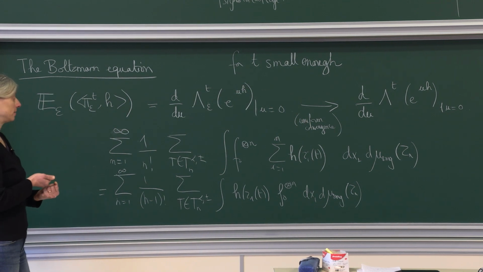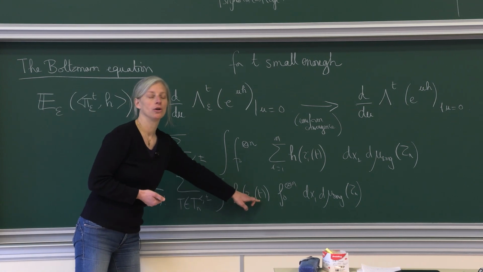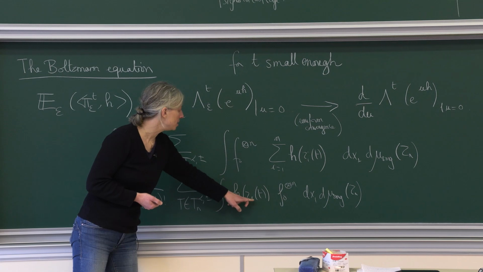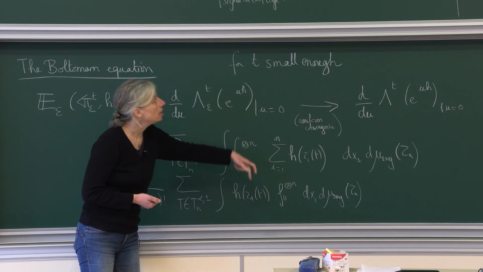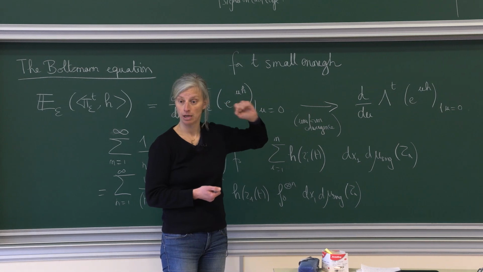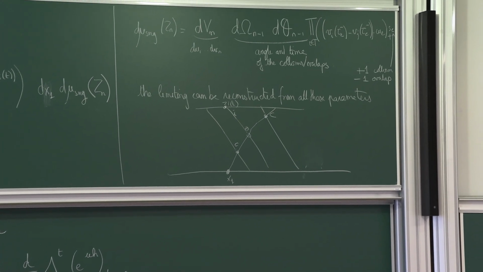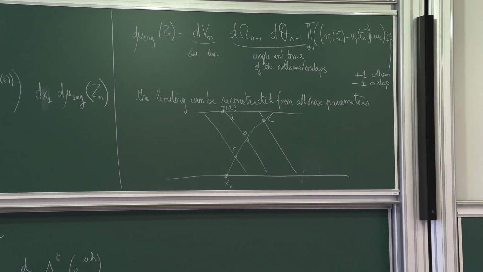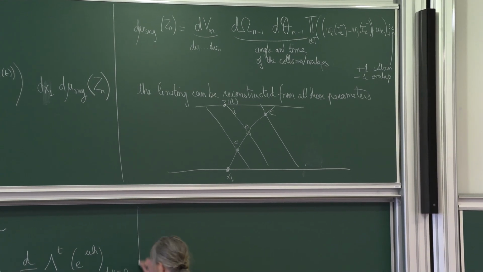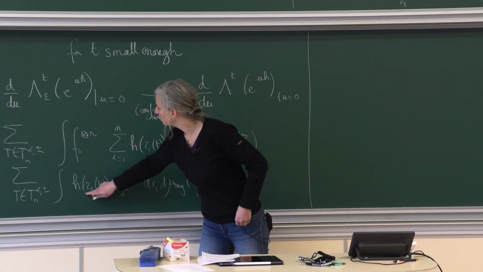Okay, so this means that essentially what you have to do is to test this function h on the position and velocity of the particle number 1 at time t for all possible dynamics like this. Okay, that's what you have to do, and then you have kind of a weighted average of all these positions and velocities.